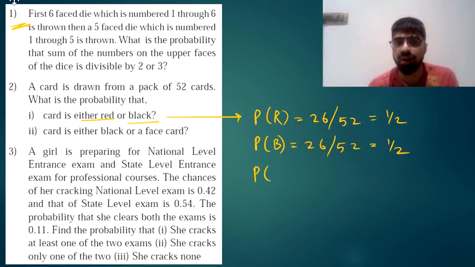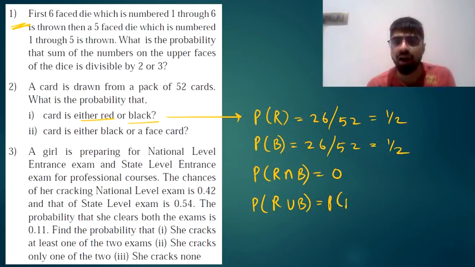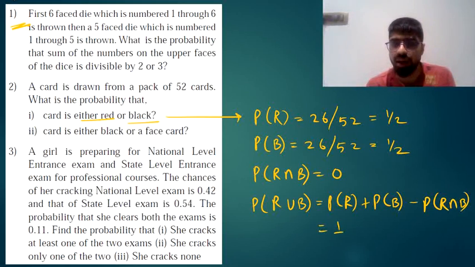Probability of R intersection B. Do we have any card which is a red as well as a black card? A card will either be a red card or it will be a black card. It can't be both at the same time. So P of R intersection B, that is the card being red and black together, we don't have any such cases, and that is why the probability for this will be 0. So finally P of R union B will be P of R plus P of B minus P of R intersection B. So this is going to be half plus half minus 0, which is equal to 1.